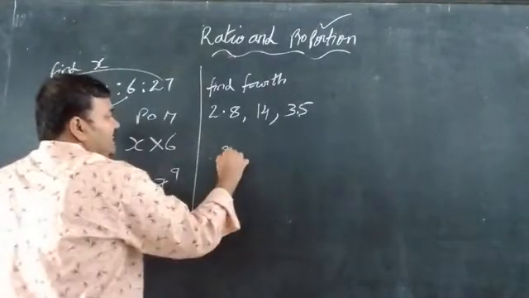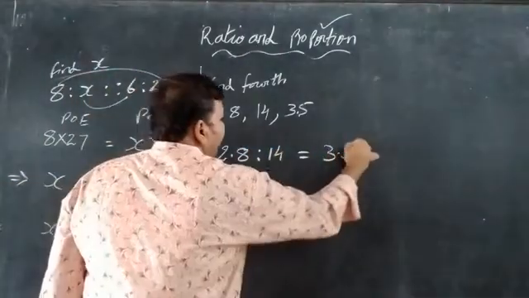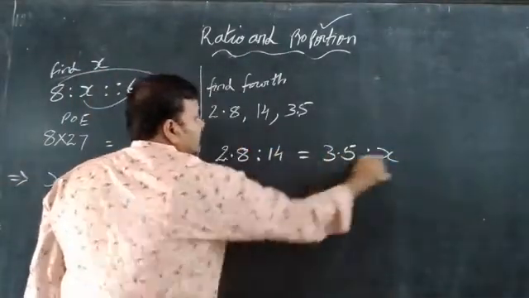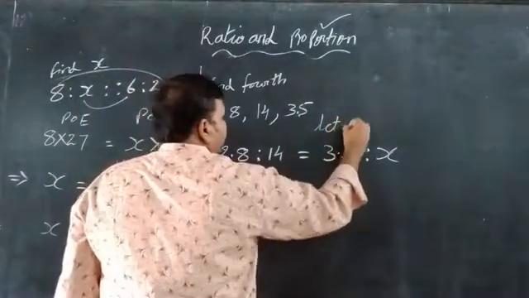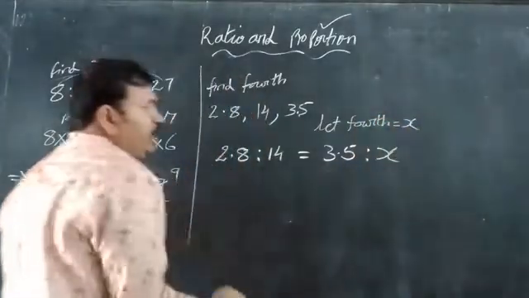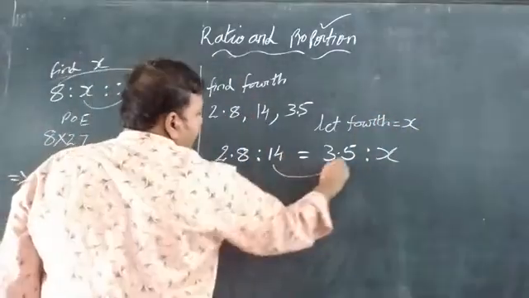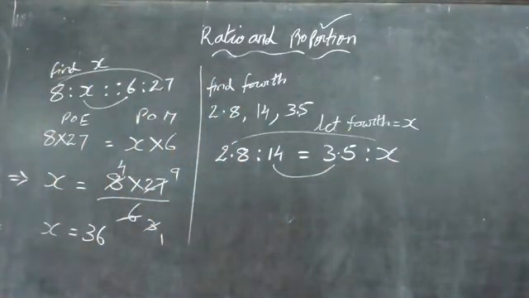So take it as 2.8 is to 14 is equal to 3.5 is to x. Let the fourth be x. Now this condition is called POE, POM. This arrow mark is called POE, POM: product of means is equal to product of extremes.